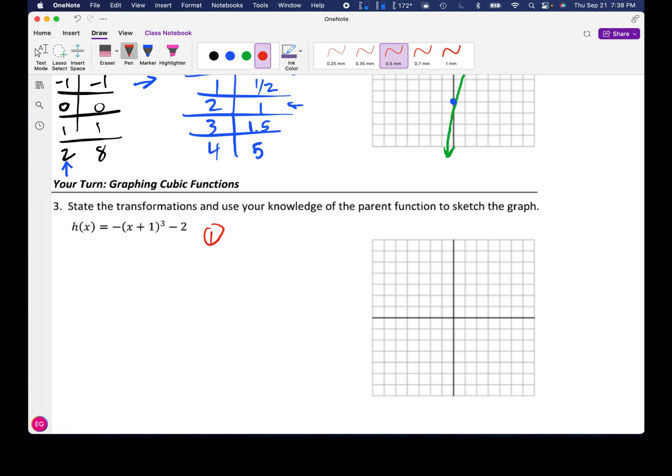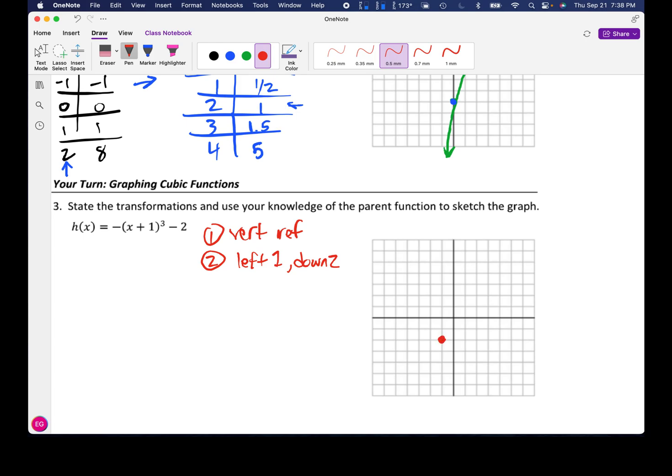All right. We have a vertical reflection because we have that lovely negative sign outside of the cube. And then we also have a left 1 and a down 2. So I'm going to do the shortcut and then we'll do the real way. All right, so left 1 and down 2. This is where my middle point would be.